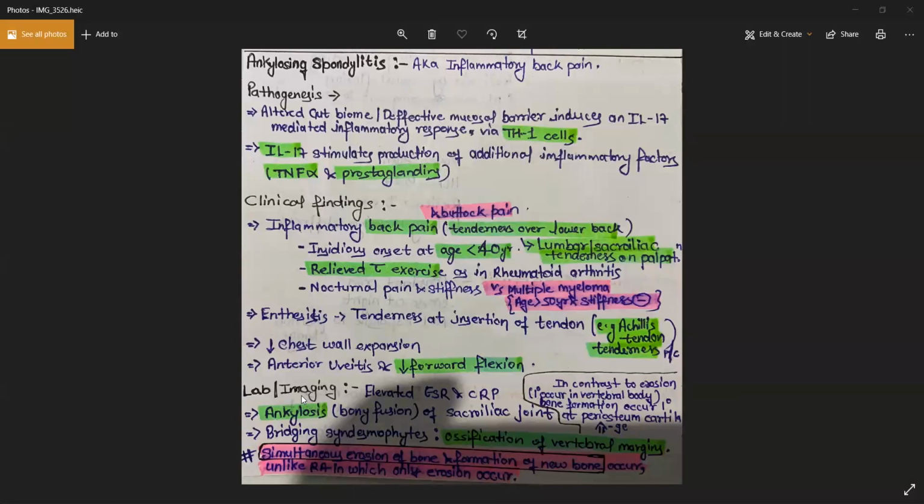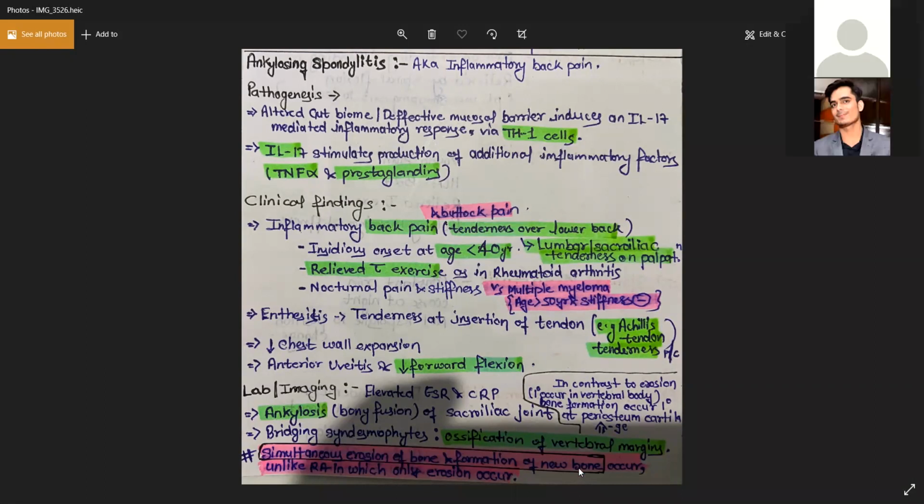On the labs, because it is an inflammatory disorder, you will get high ESR and CRP. You will get the ankylosis, which is the fusion of the bones. You will be having bridging syndesmophytes. We have discussed that already. A simultaneous erosion of the bone as well as the formation of new bone occurs, and we have discussed that again already, right?